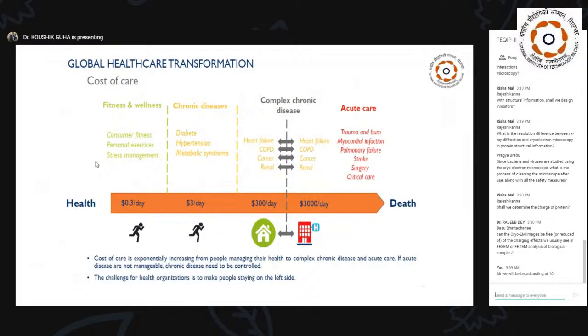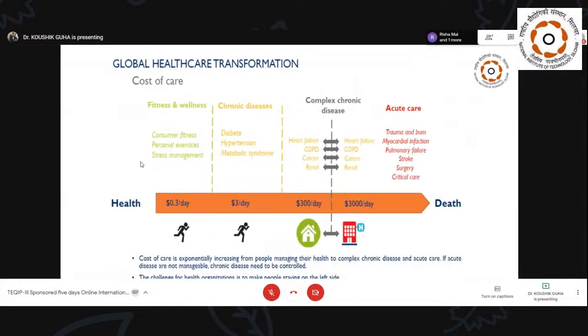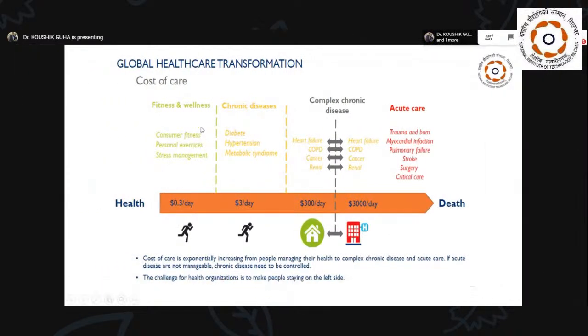So what is the inference from this type of diagram? It is that the cost of care is exponentially increasing from people managing their health to complex chronic disease and acute care. So if acute diseases are not manageable, then at least chronic diseases need to be controlled. So we have to remain within the first band of this entire cycle, at least fitness and wellness.